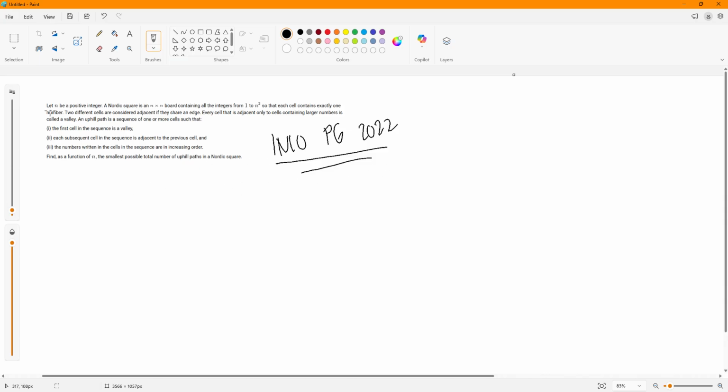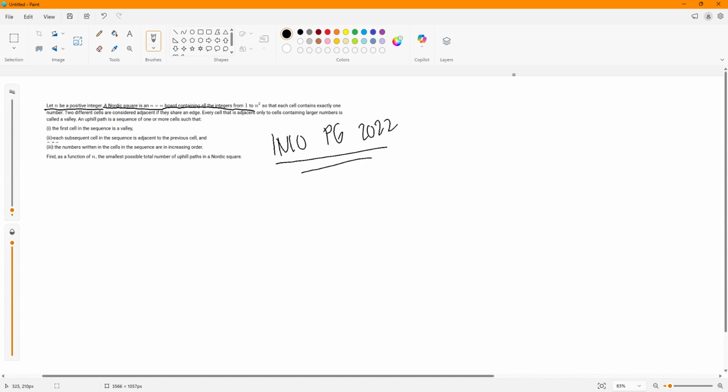Let n be a positive integer. A Nordic square is an n by n board containing all the integers from 1 to n squared so that each cell contains exactly one number. Two different cells are considered adjacent if they share an edge. Every cell that is adjacent only to cells containing larger numbers is called a valley. An uphill path is a sequence of one or more cells such that the first cell in the sequence is a valley, each subsequent cell in the sequence is adjacent to the previous cell, and the numbers written in the cells in the sequence are in increasing order.